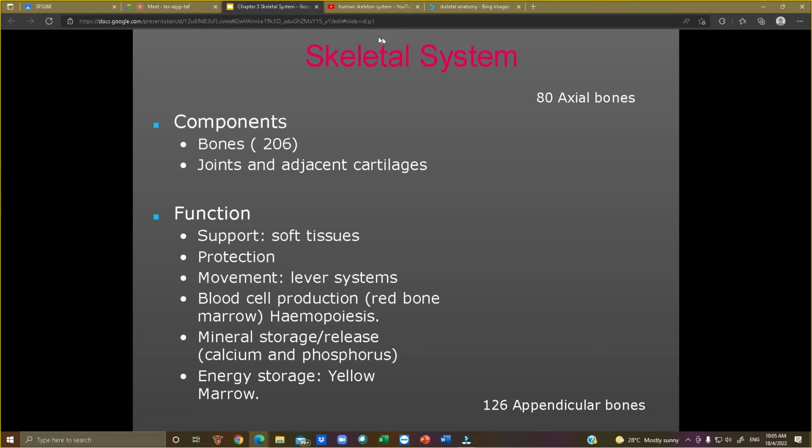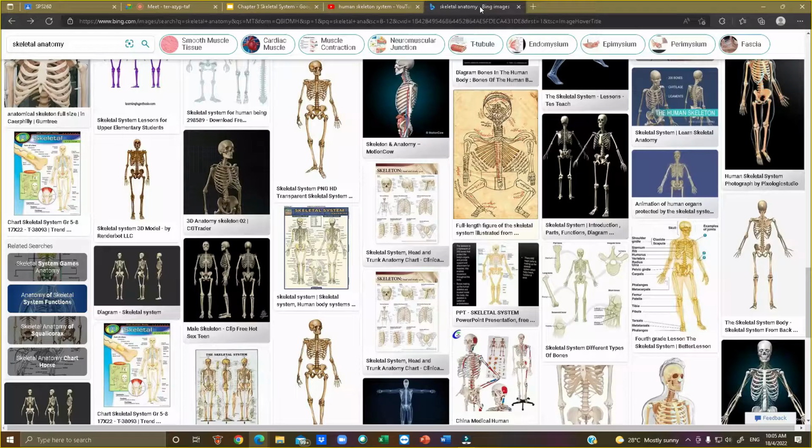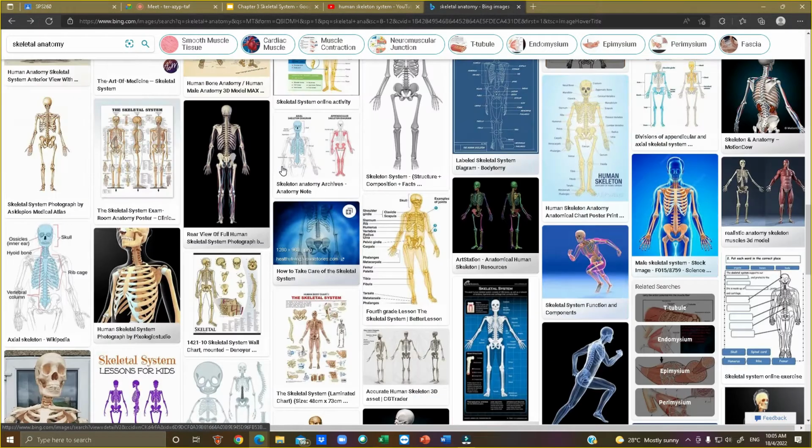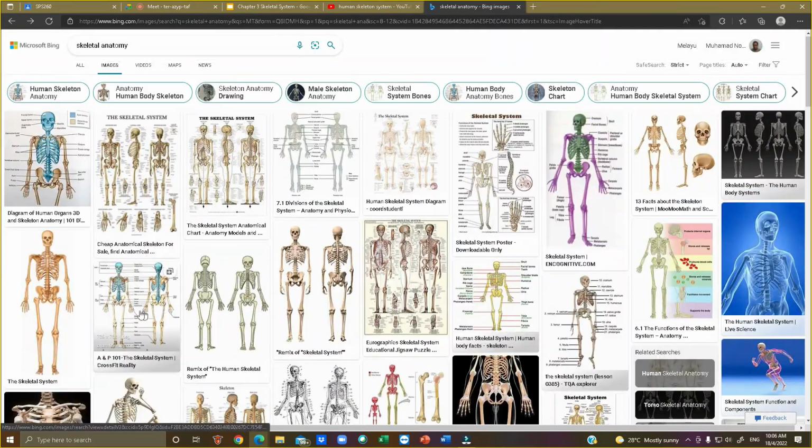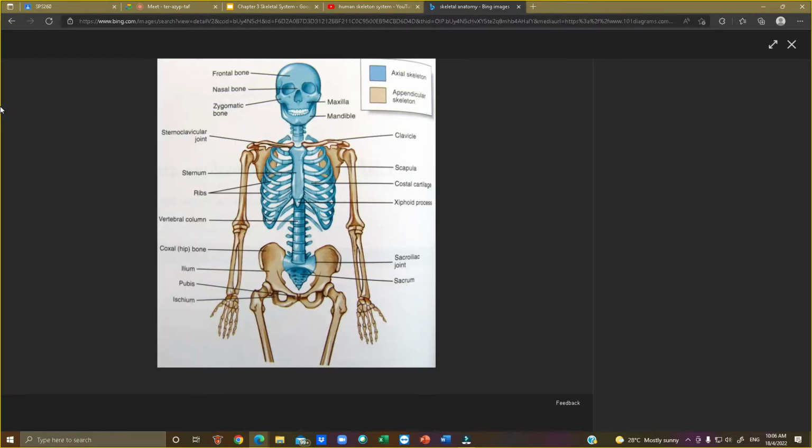Before we start with the skeletal system, here we have 206 bones, and we have two types of skeletal system. These two types are distinct. Wait. Okay, let's see this one.